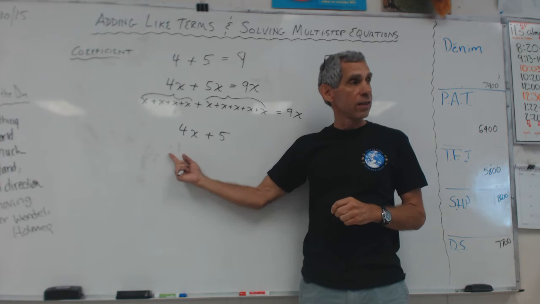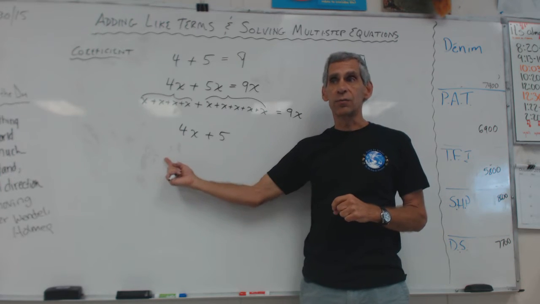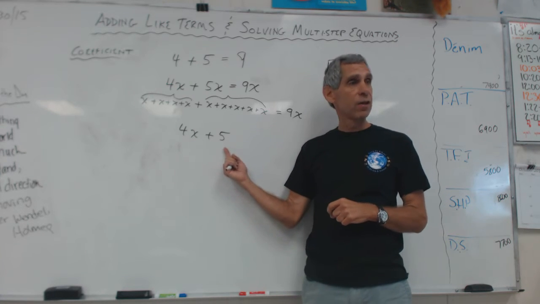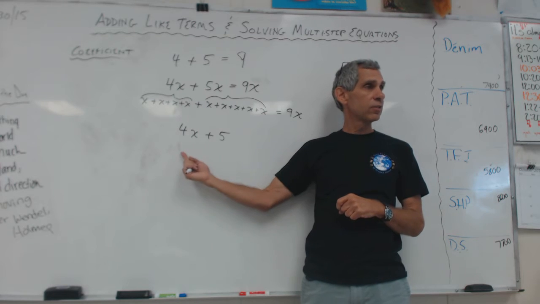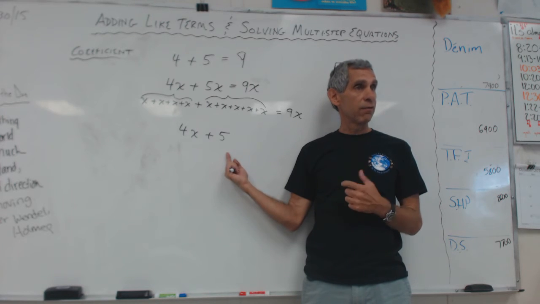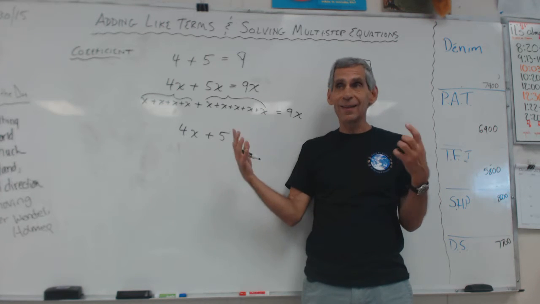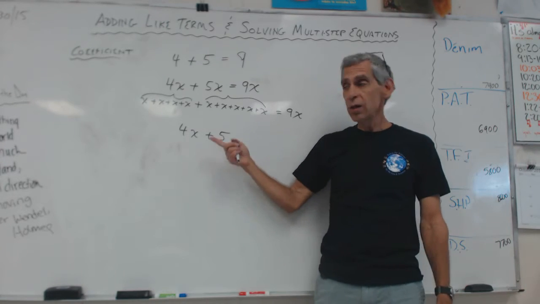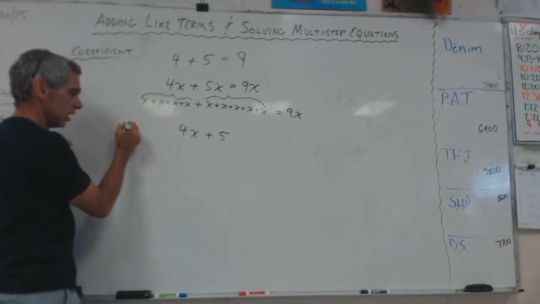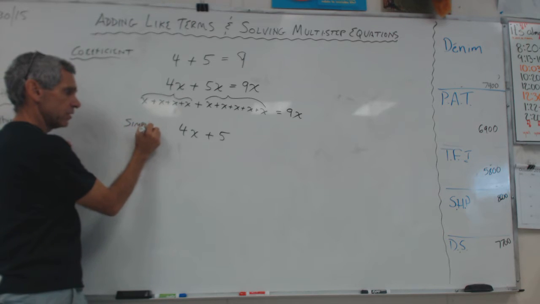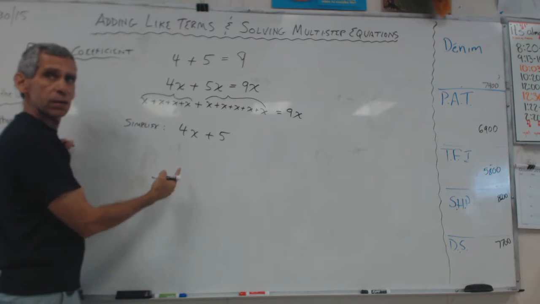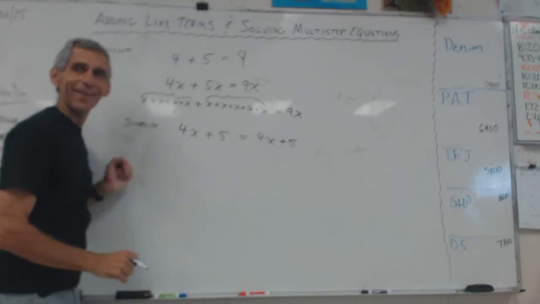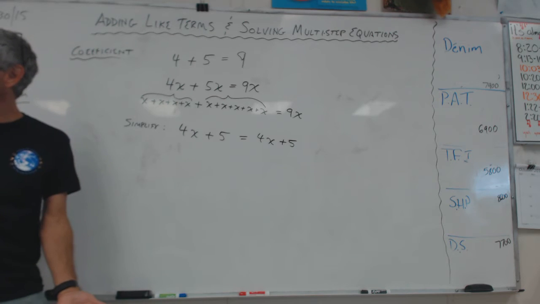Now, are these like terms? Absolutely not. This says I have 4 x's, and this says I have the number 5. Totally different. That just tells me the number of x's I have. This tells me I have the number 5. They're not like terms. I cannot combine them. I will have to keep them just like that. So if I had a problem that said simplify this, well, my answer would be this. It's already simplified. There's nothing I can do.